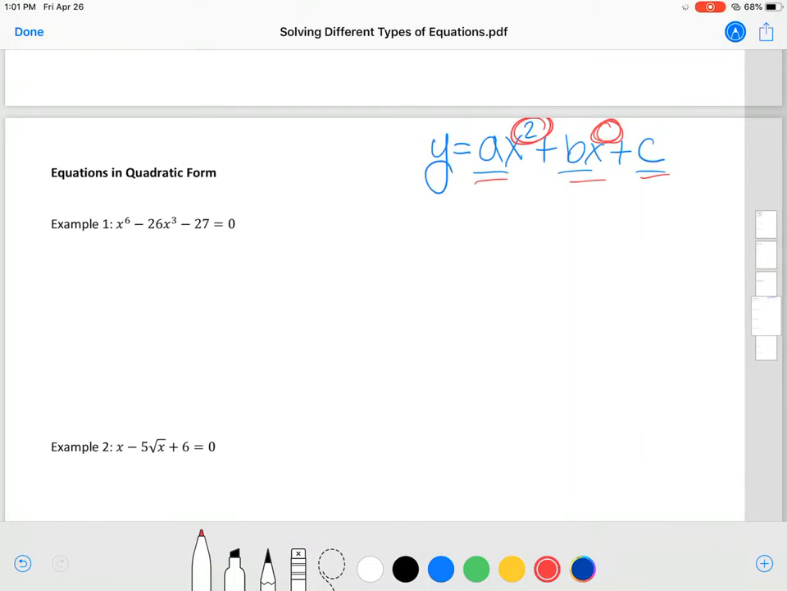Okay, so if we look at this example here, example 1, notice I have 3 terms. The last one is a constant, and the highest exponent is double that middle exponent. So this is not a quadratic. It's not a quadratic because the degree isn't 2, but it's quadratic form.